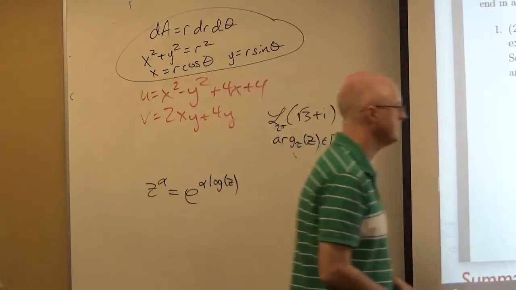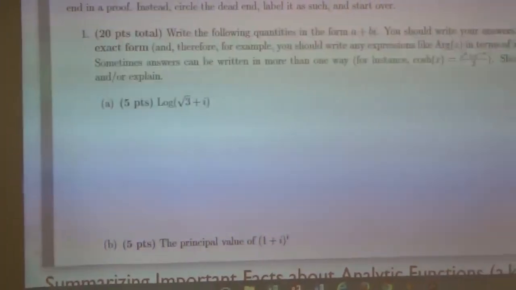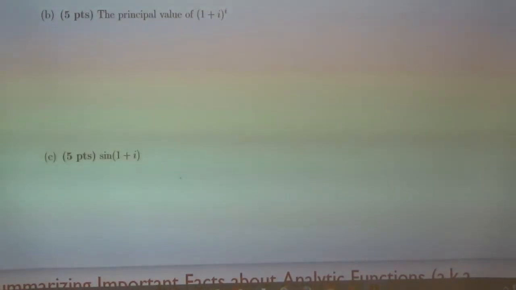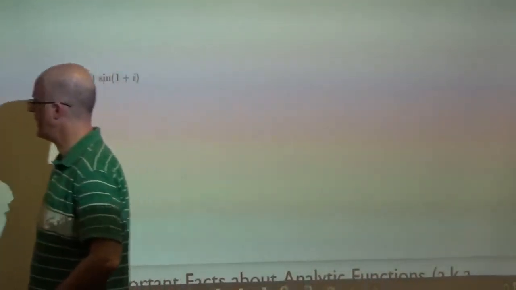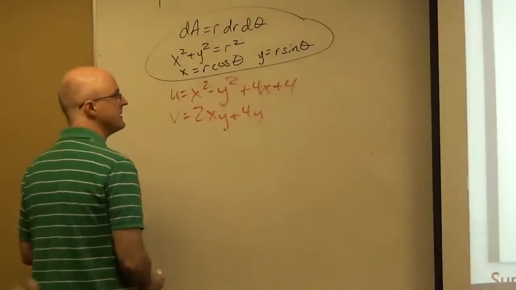We get one value. These are problems people had perhaps more trouble on than you should, you might say. Sine of 1 plus i, and the next one is cosine of 2i. In those situations, it's best to use the exponential form of the trig functions.